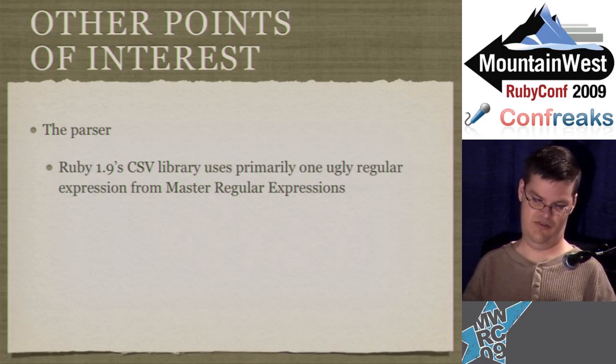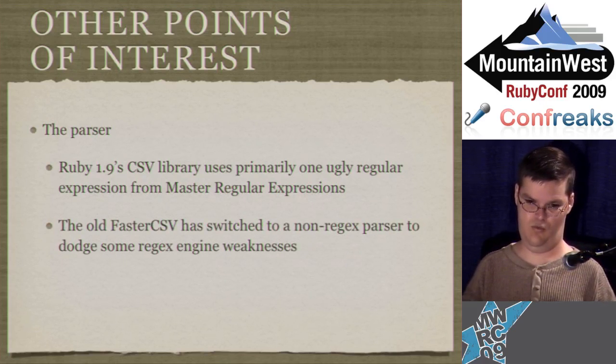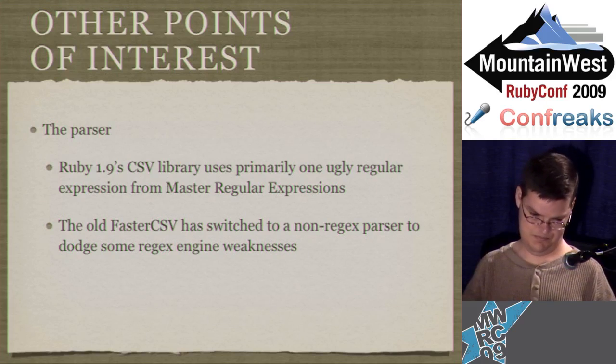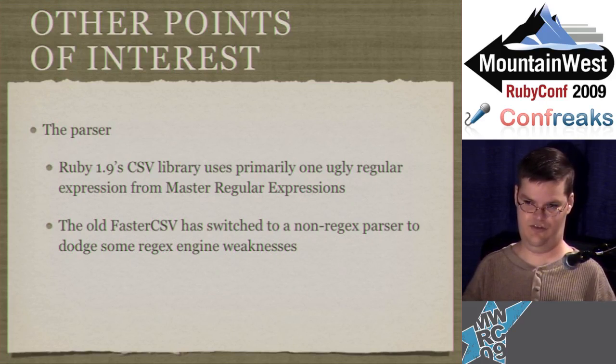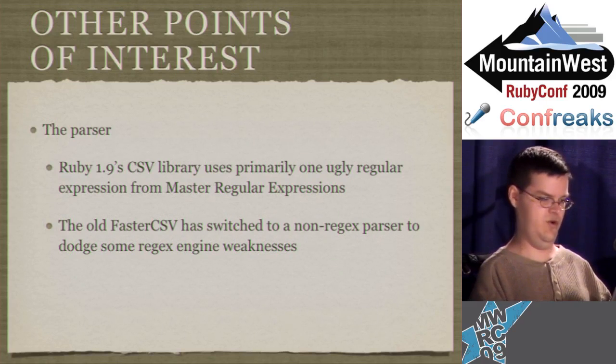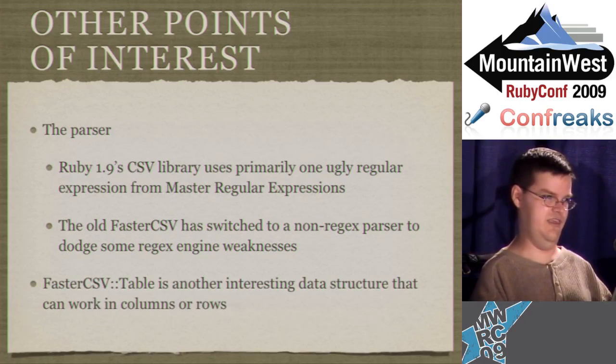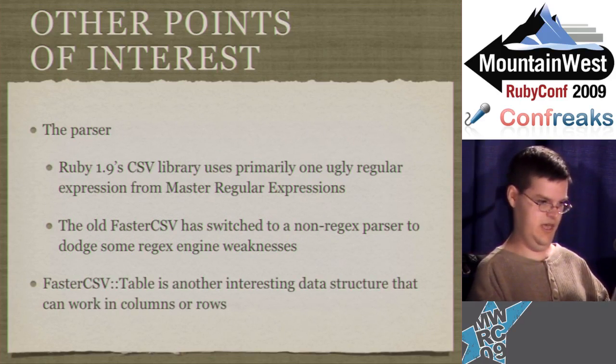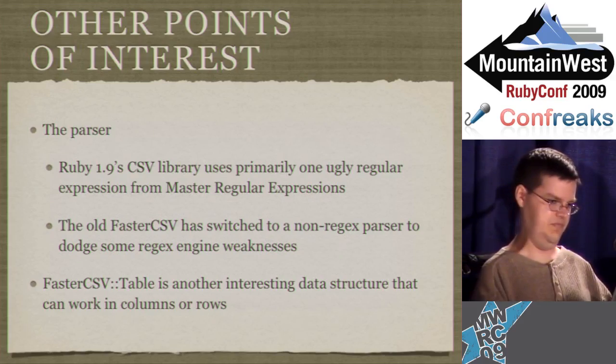In Ruby 1.8's system, it had plenty of problems because the 1.8 regex engine is pretty weak. So Timothy Elliott recently submitted a patch that converts it to use a non-regex-based parser, and you can compare the two if you find that interesting. There's also another data structure called the table that lets you work with columns and/or rows, and you can see that in FasterCSV.